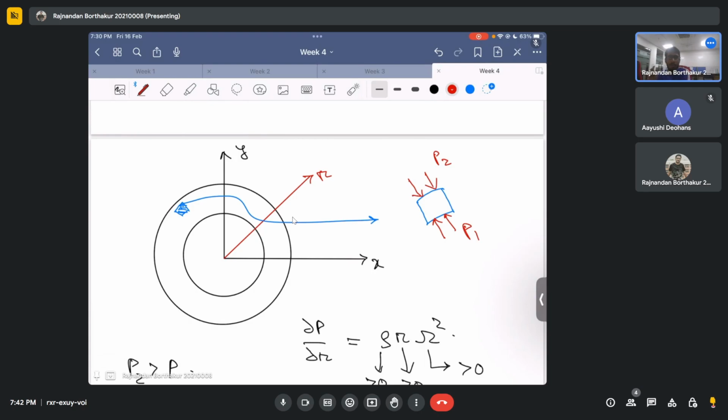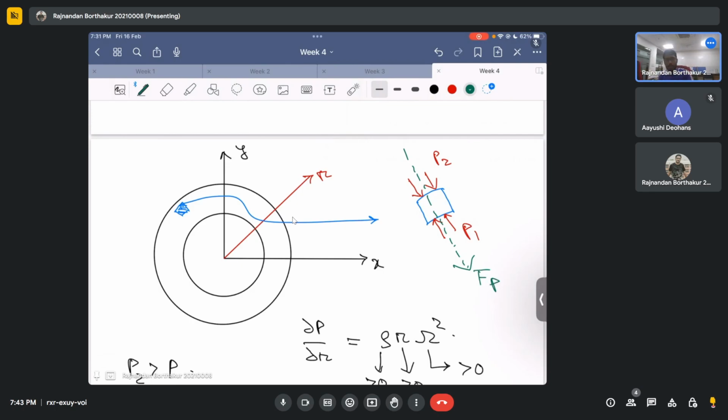So can you tell me what will be the direction of the net pressure force? Will it be in the plus r direction? I mean, will it be outward or will it be inward? Radially inwards, yeah. So the net pressure force is basically radially inward, which is obviously towards the center of the cylinder. Okay, so this is the net pressure force.